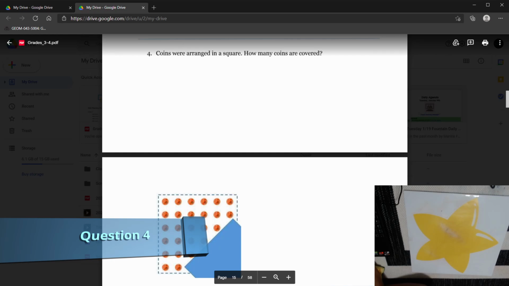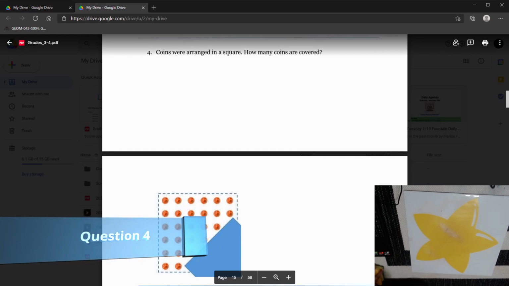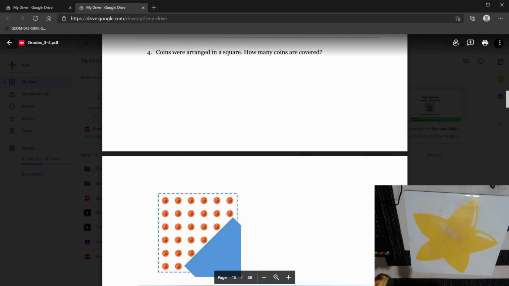Okay, so moving on to number 4. Coins are arranged in a square. How many coins are covered? Okay, I was going to draw a little square and draw how many coins are covered. Actually, no, I'm not going to draw this. You can already see it on screen.